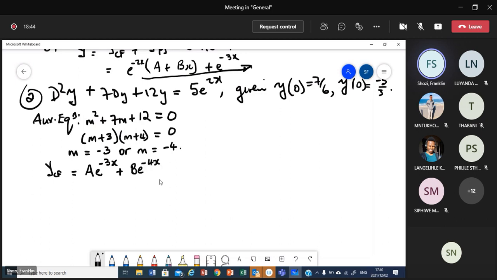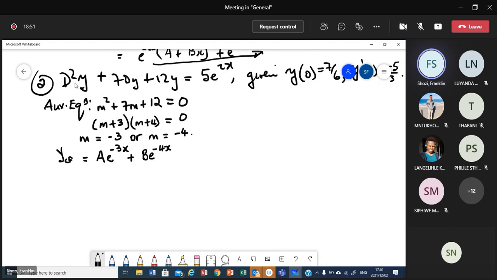That is our YCF. Now, try and form then your YPI. Your YPI is whereby you bring down this whole equation now and you make y the subject of the formula. Let me have it down. Then we have d squared y plus 7 dy plus 12y equal to 5e to the power 2x.